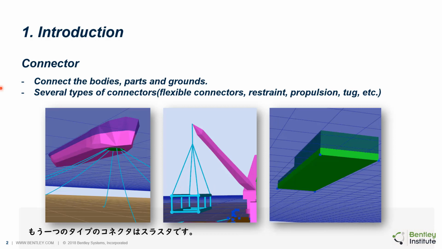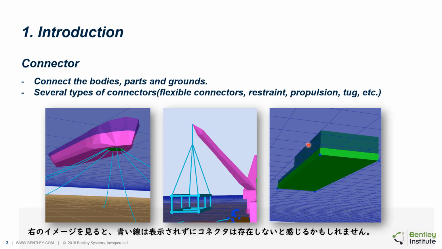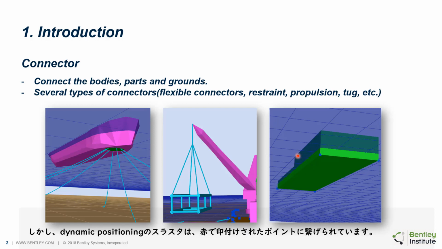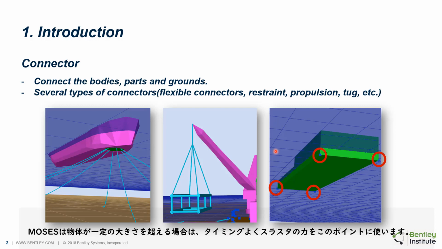Another type of connector is the thruster. If we look at the picture on the right here, it seems there are no connectors in the system. We cannot see blue lines here, but the thrusters for the dynamic positioning are connected to those points highlighted by red circles. So MOSES applies a thruster force to those points in time if the body goes beyond a specified range.